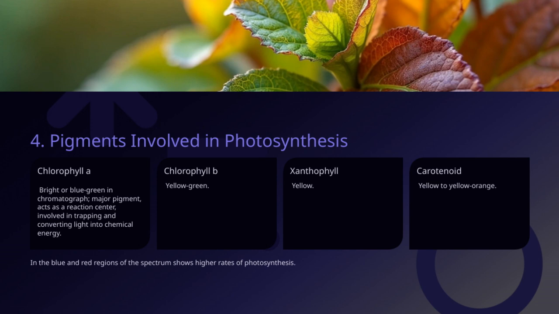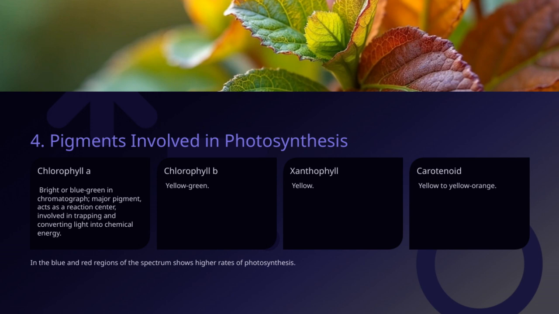Now, looking at yellow-green, we see chlorophyll. In chromatographs, chlorophyll B appears bright or blue-green, and it's a major pigment in photosynthesis. It acts as a reaction center, helping trap and convert light into chemical energy.